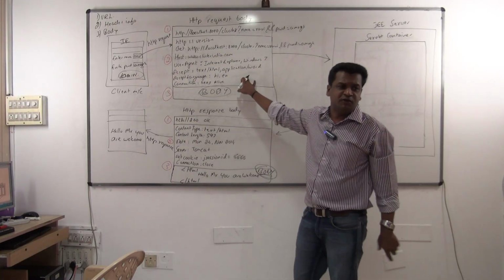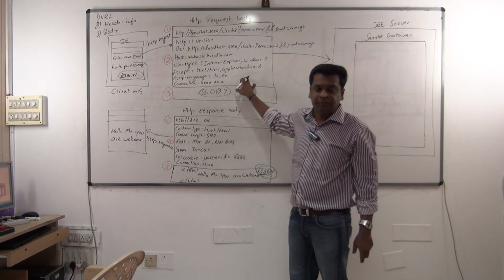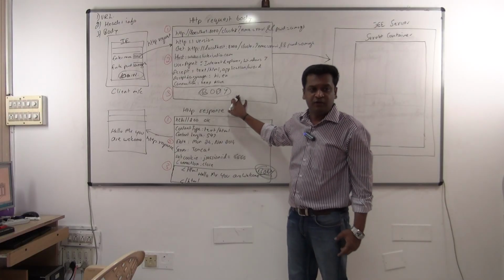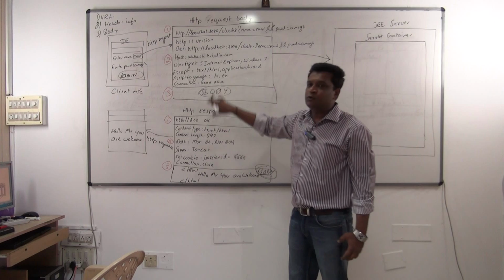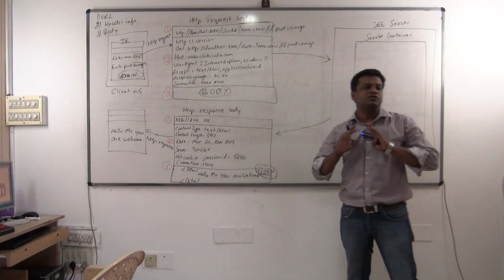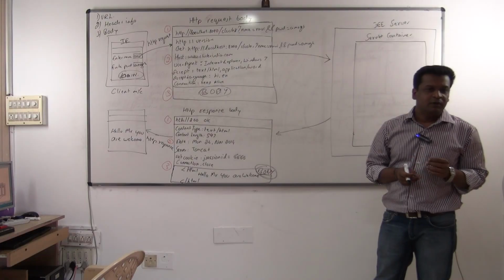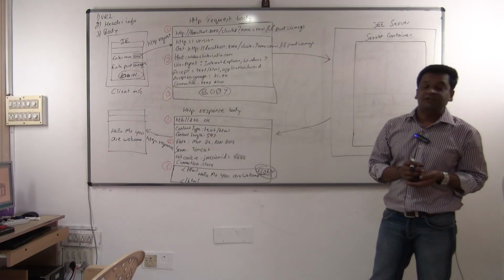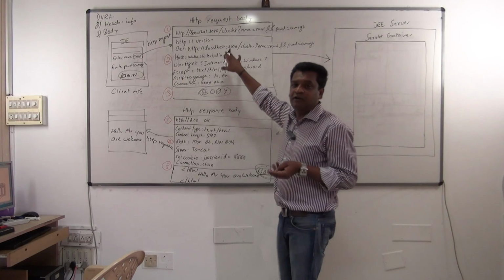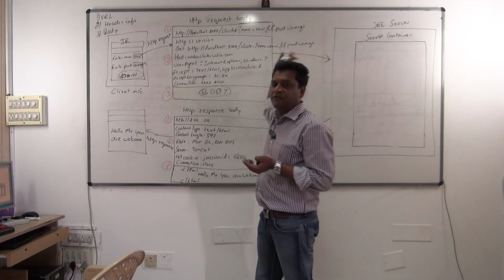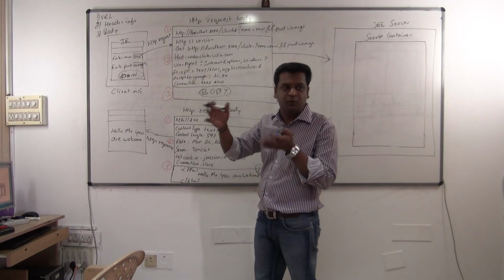There's a lot of information which will be going. I just wrote a few things here, and along with that, the body also will be going. Now this huge body cannot move by itself. How can this huge body move over your network? This is where TCP/IP comes into the picture. TCP/IP will carry this huge body from the client to the server machine. This is how the huge body is going.